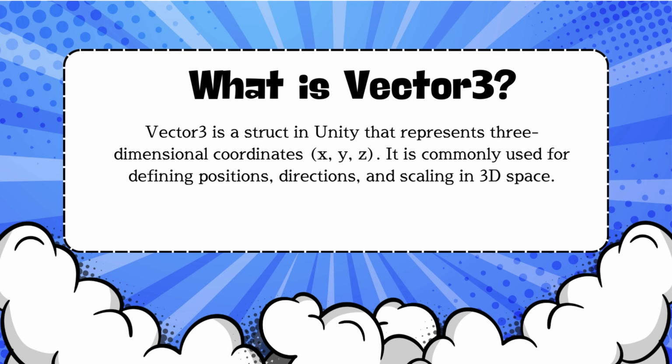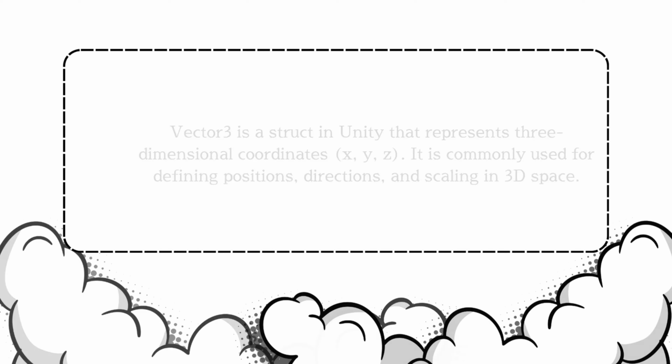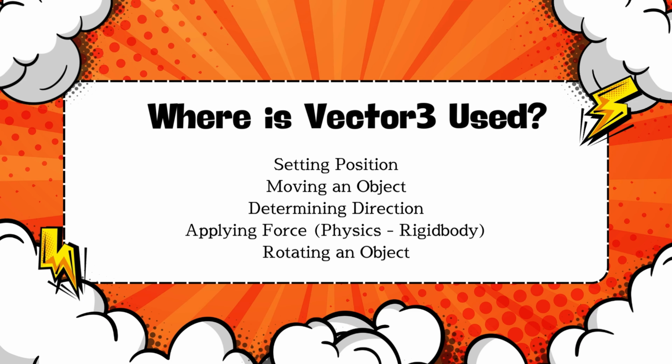What is Vector3? Vector3 is a struct in Unity that represents three-dimensional coordinates x, y, z. It is commonly used for defining positions, directions, and scaling in 3D space. Where is Vector3 used? Setting position, moving an object, determining direction, applying force (physics, rigid body), rotating an object.